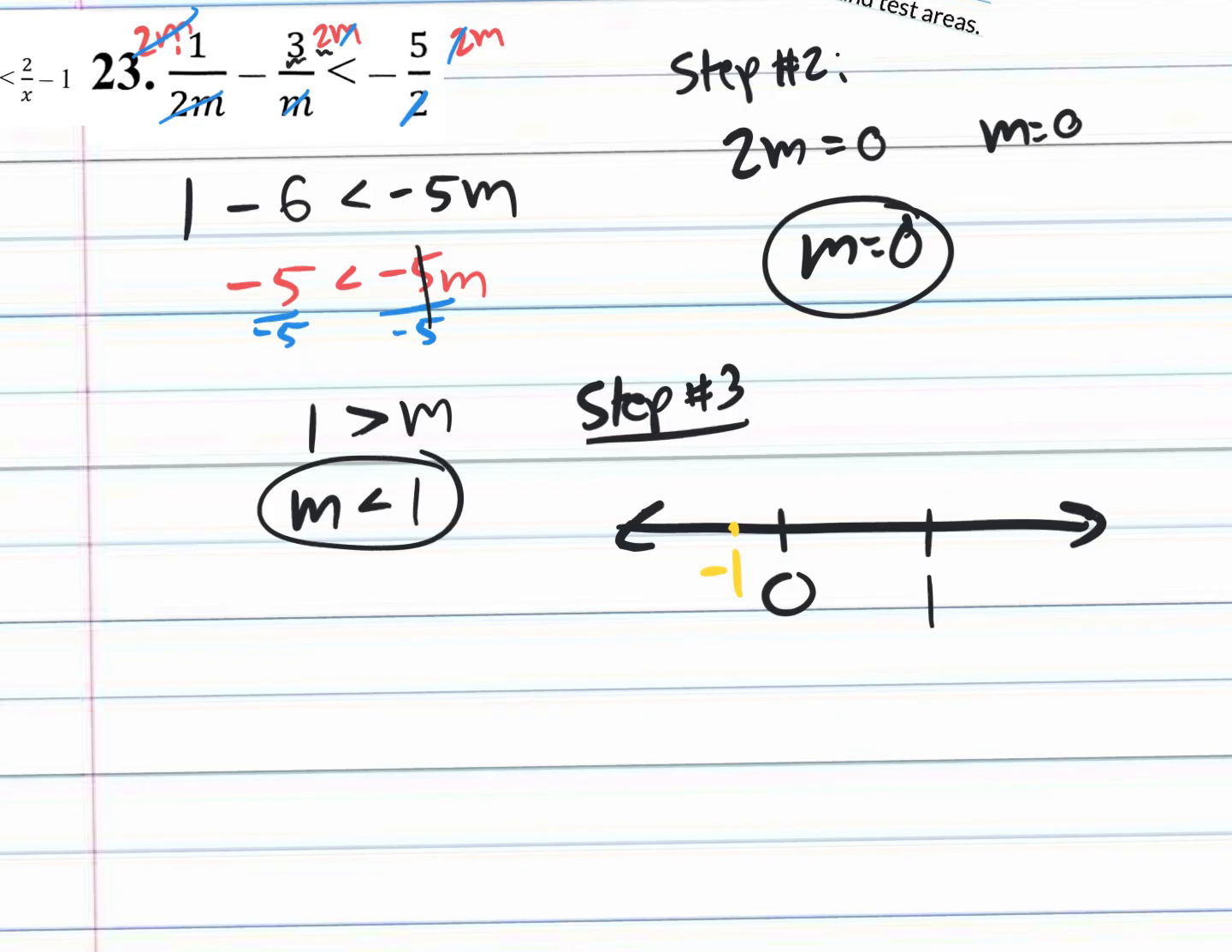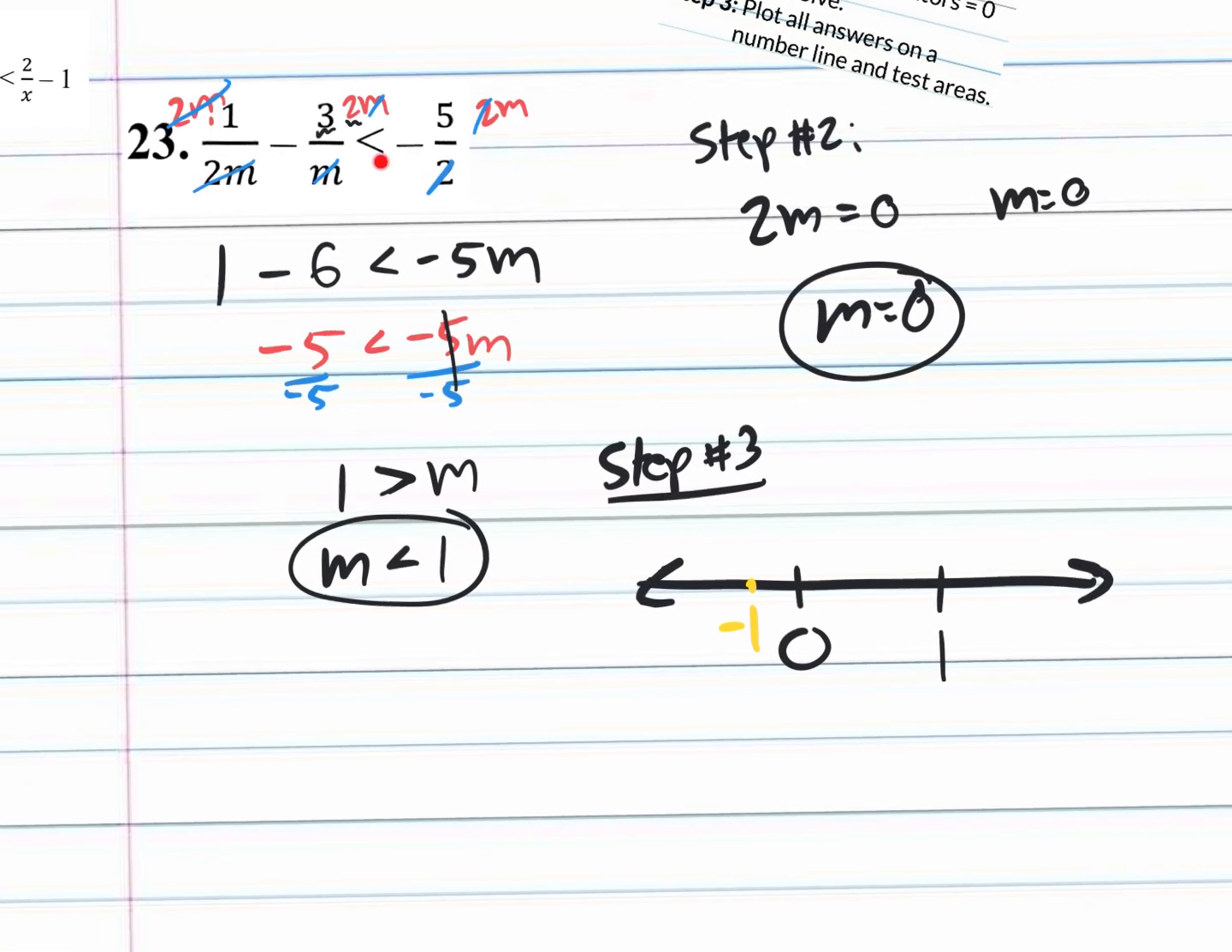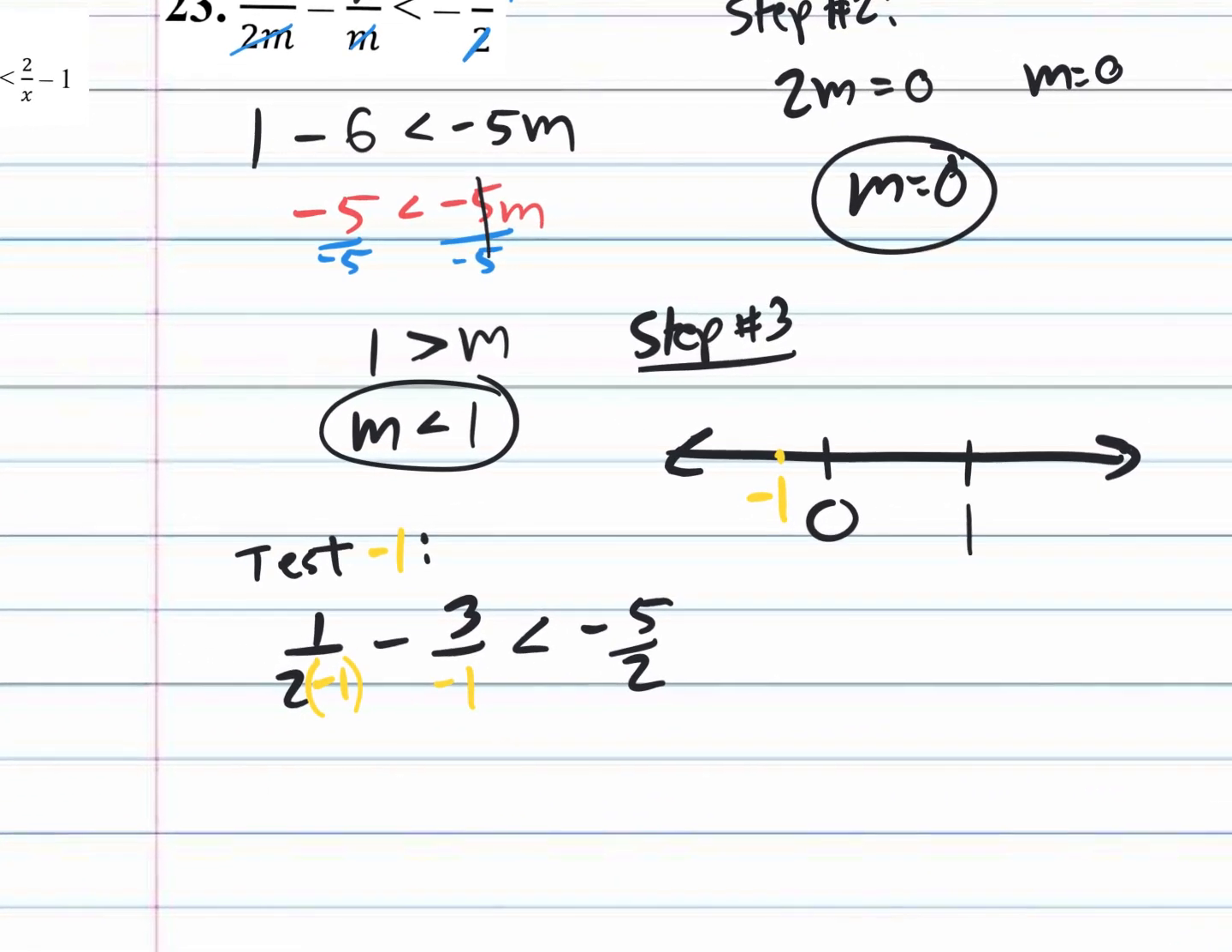And again, how do you test that? You simply rewrite the original, but instead of m's, you plug in the negative 1. So I'm just going to rewrite it. First, I'm going to write test negative 1. And let me show my work. 1 over 2m, I'm going to leave a blank spot, minus 3 over m, leave a blank spot, is less than negative 5 halves. So I'm going to plug in a negative 1 right there, and it is multiplication of negative 1, and a negative 1 down there.